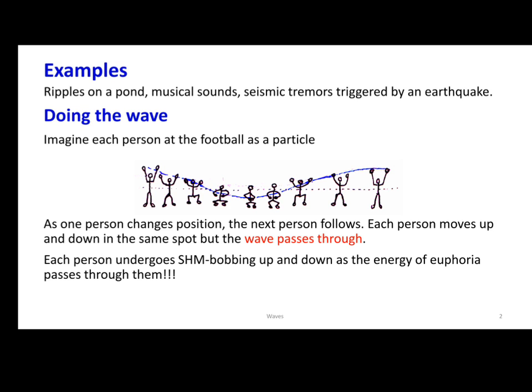There are a lot of examples of waves, for instance, ripples in a pond, musical sounds, seismic tremors triggered by an earthquake. If you can imagine at a football game, you have all these people and they're doing the wave. The people themselves are actually just going up and down in their same spot. However, it looks like a wave because everyone is slightly out of sync. So the wave passes through, but each person itself, especially if the wave keeps going, it's great exercise but very exhausting. Each person is in fact executing simple harmonic motion because they're just going up and down on the spot.